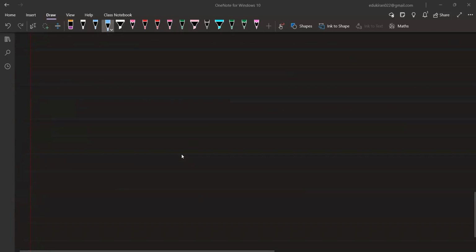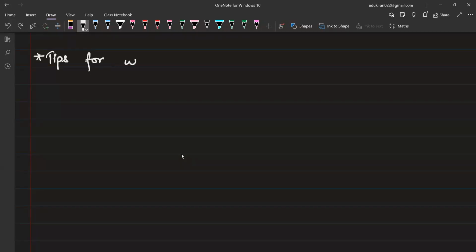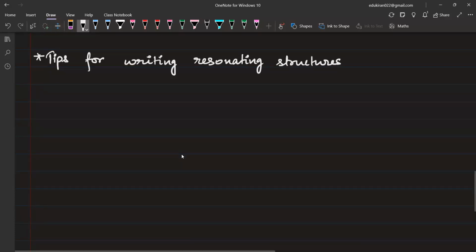After this, you write tips for writing resonating structures. We have seen how to identify the condition for resonance, and now we need to understand how to write the resonating structures. Okay, tips for writing resonating structures. ठीक है, तो यहाँ पे सबसे पहले आप लोग एक चीज समझिए.